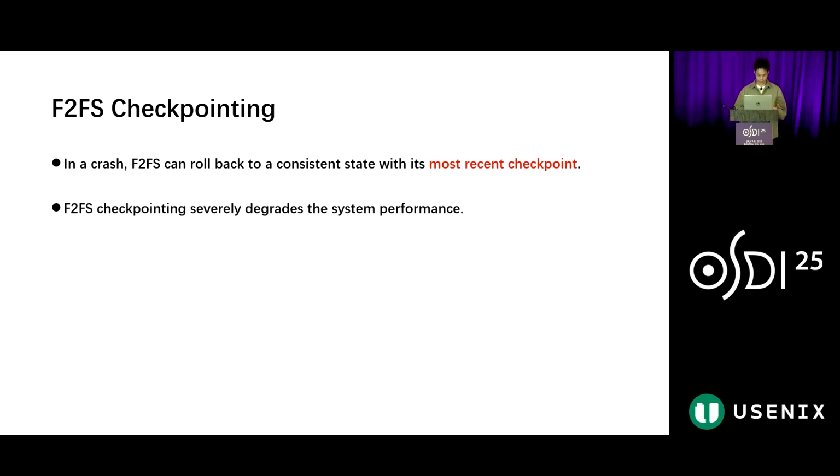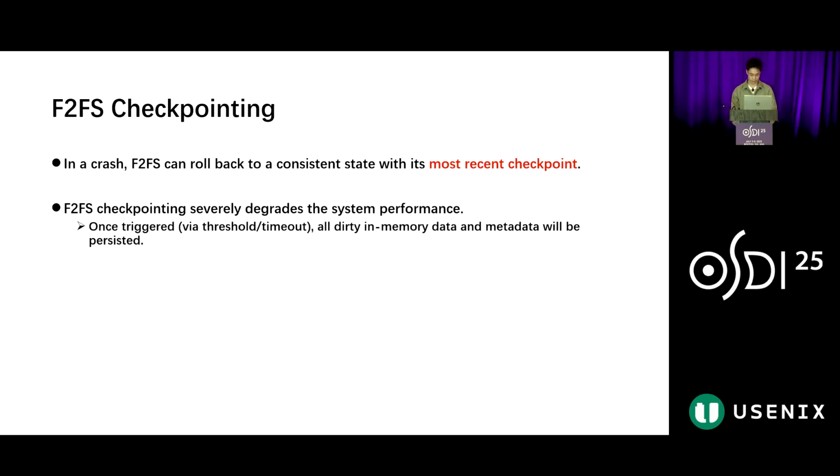So F2FS checkpointing is used to roll back the file system to a consistent state by the most recent checkpoint pack. However, checkpointing can severely degrade the system performance, because once checkpointing is triggered, it will write back all the dirty in-memory data and metadata to disk, and all the file read and write activities will be blocked until the checkpointing is complete.